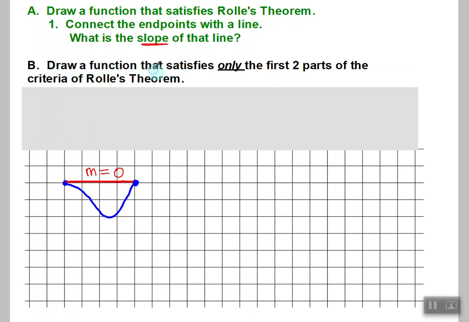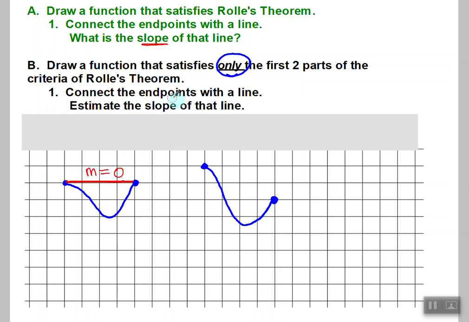Now, let's draw a function that satisfies only the first two parts of the criteria of Rolle's theorem. So continuous and differentiable, but the endpoints are not located at the same y values. So I can start at some y value, smooth and curvy, and end at some other y value.